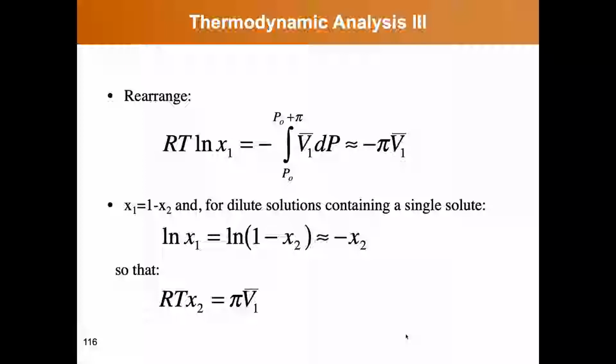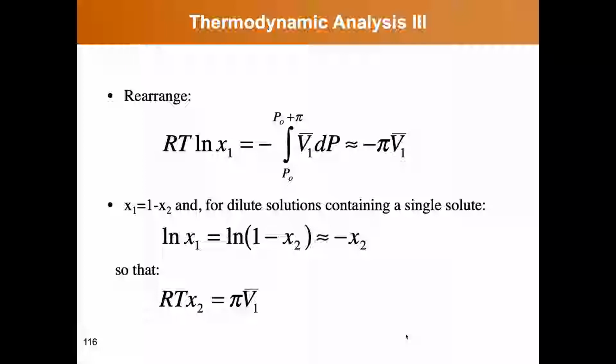expression. Typically at the ranges of pressures where these osmotic experiments are done, the partial molar volume of the solvent is essentially constant, and it's often about equal to the molar volume of the solvent. And so we can bring the partial molar volume outside the integral and integrate it to get the expression that's shown here.